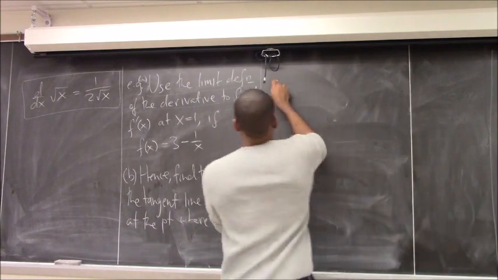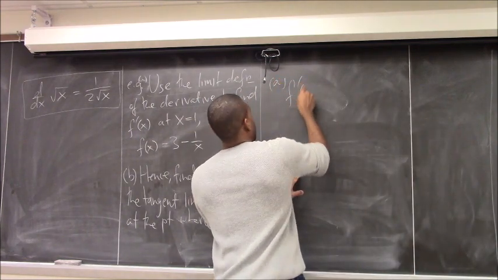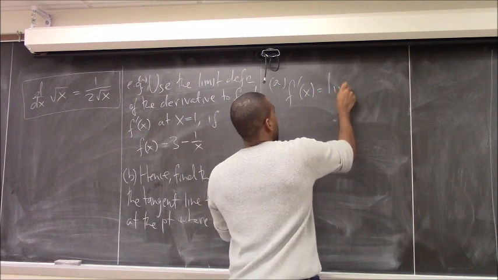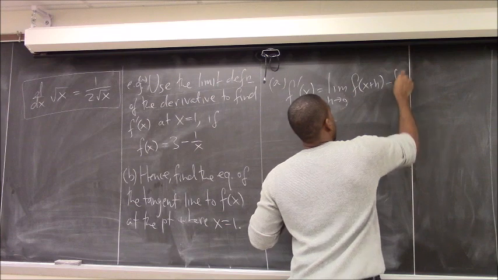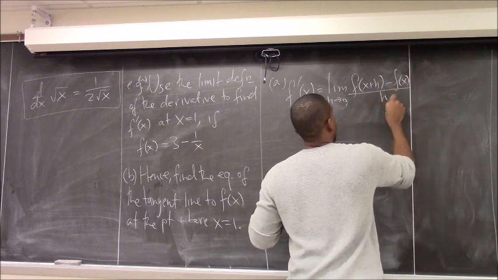So let's actually do this. Part A, our f prime using the limit definition is f of x plus h minus f of x over h.